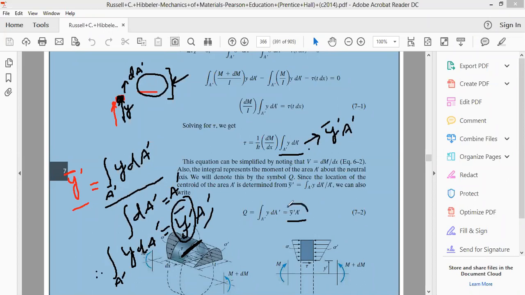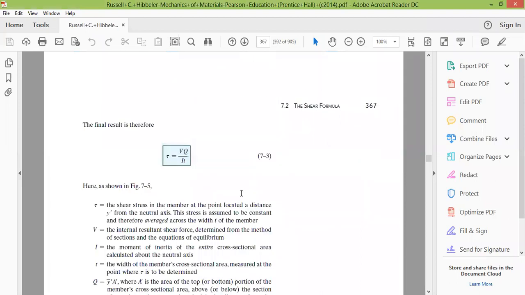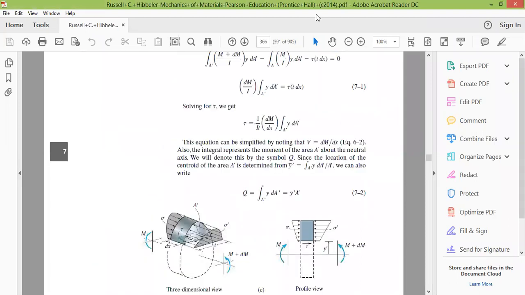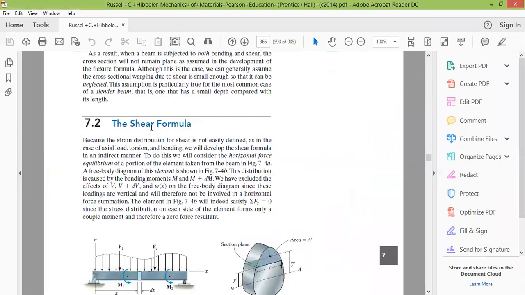Therefore, this y prime bar A prime is what you also call the first moment of area, which is represented by Q. So the overall formula we obtain is: tau is equal to 1 by I into t, dM by dx is equal to the shear force V, and the integral of y dA prime, that is y prime bar A prime, is equal to Q. So the formula is VQ divided by It, and this is called the shear formula.